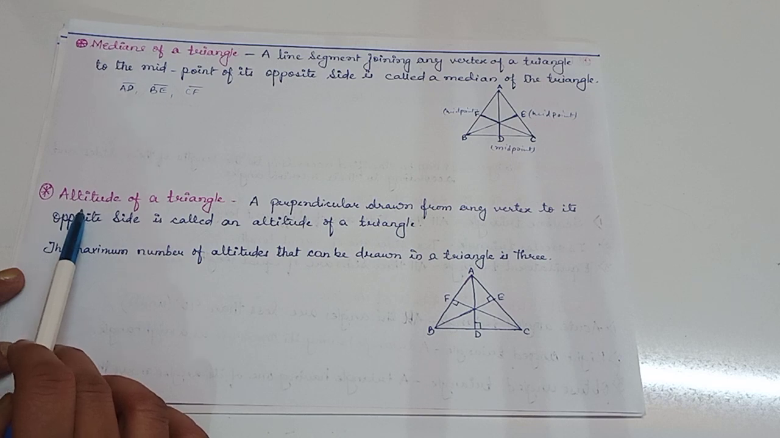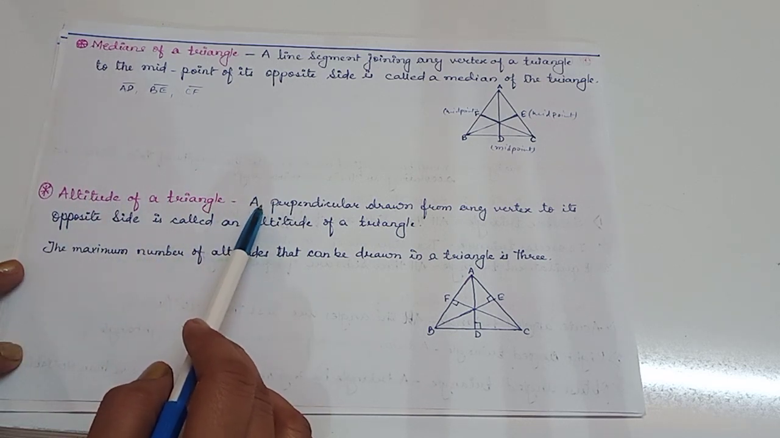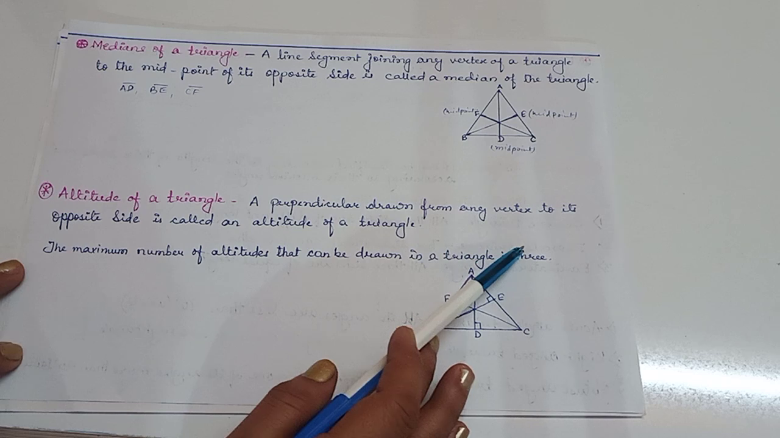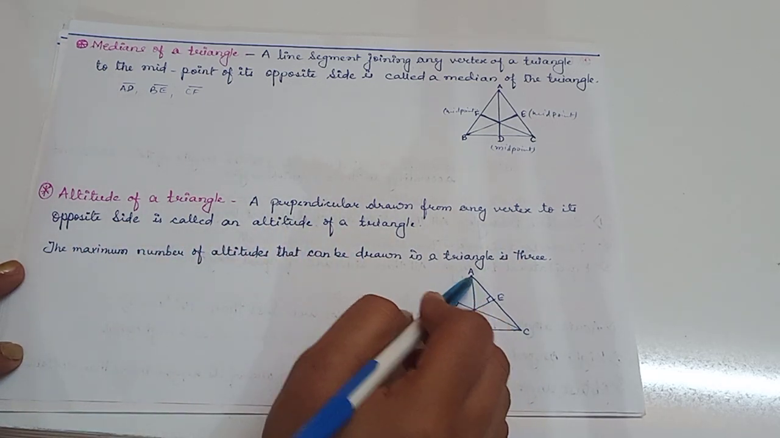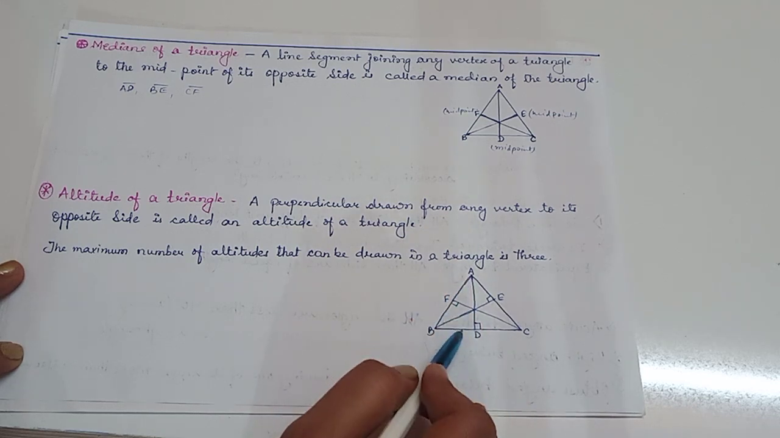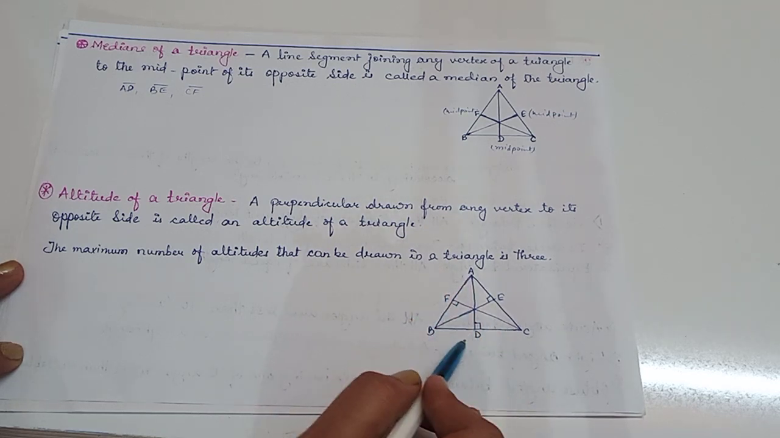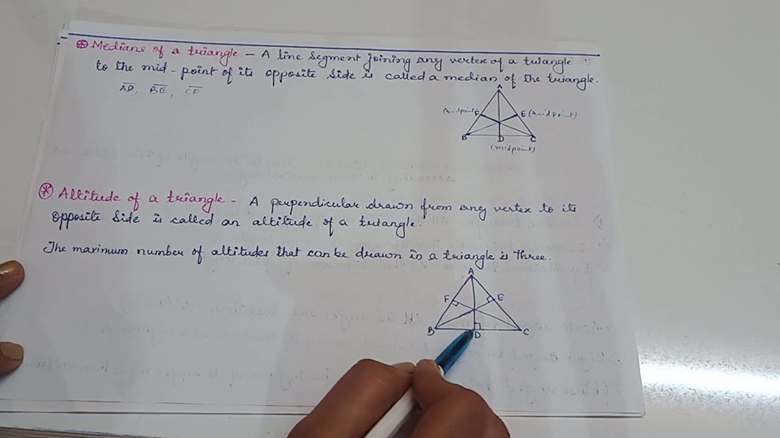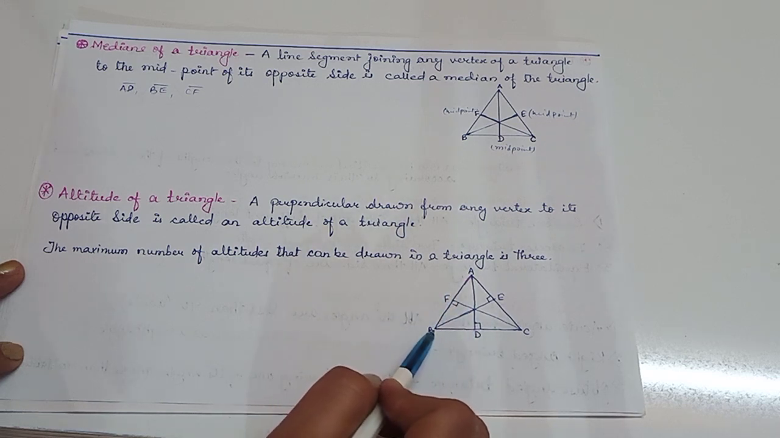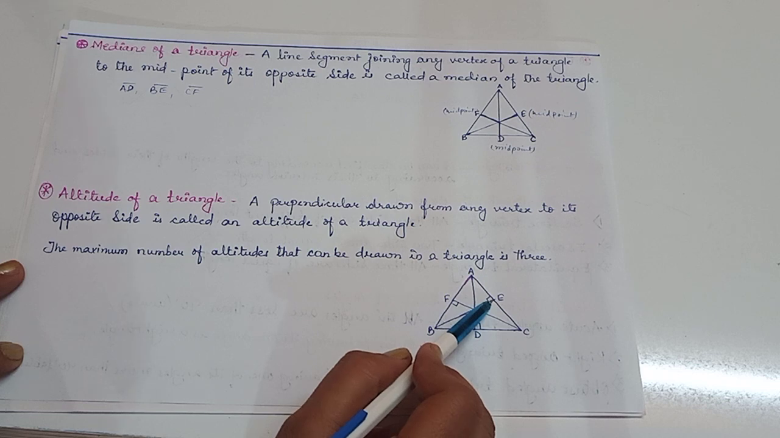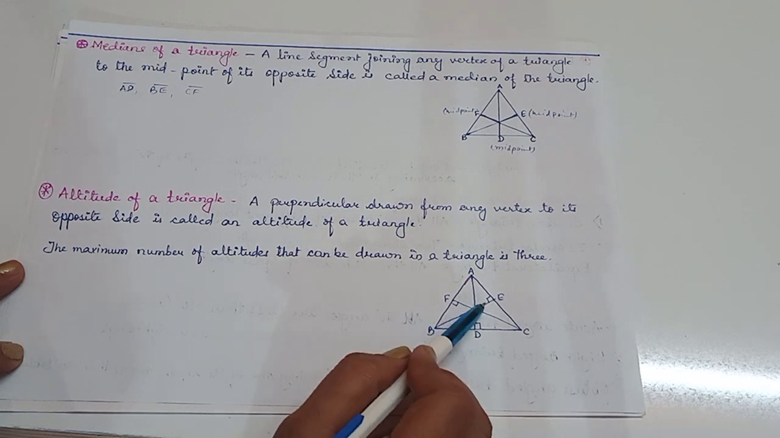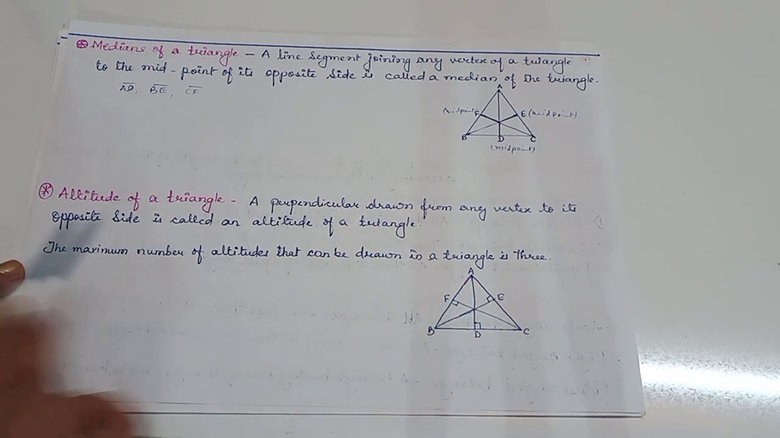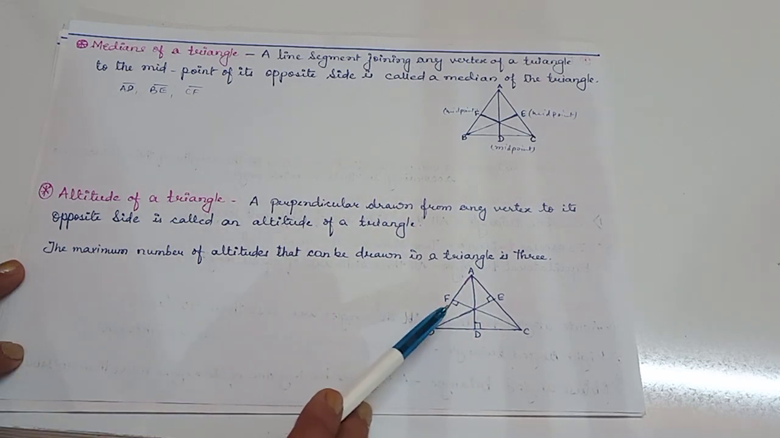Similarly, what is an altitude of a triangle? A perpendicular drawn from any vertex to its opposite side is called an altitude of a triangle. Now it is a vertex. If I draw a perpendicular line from this vertex which will touch the opposite side, then it is called an altitude. Here also, from B point, if I have drawn a perpendicular which will lie on AC at E point, you can see it's making a perpendicular. So this is called an altitude. Here also the same thing from C to F.